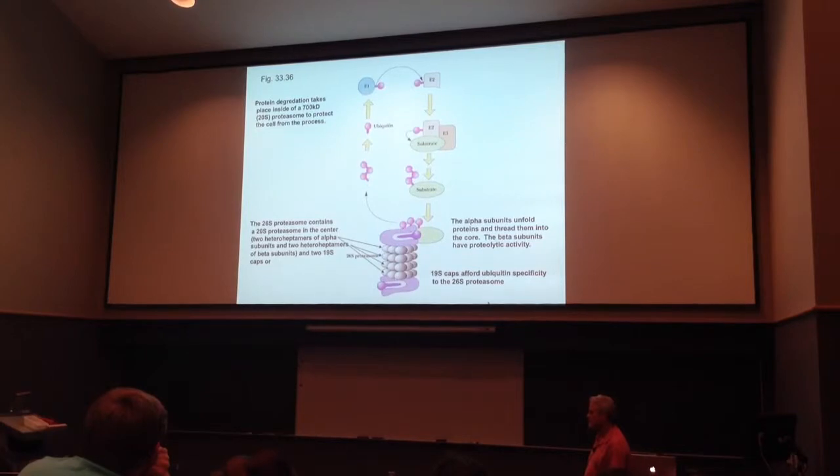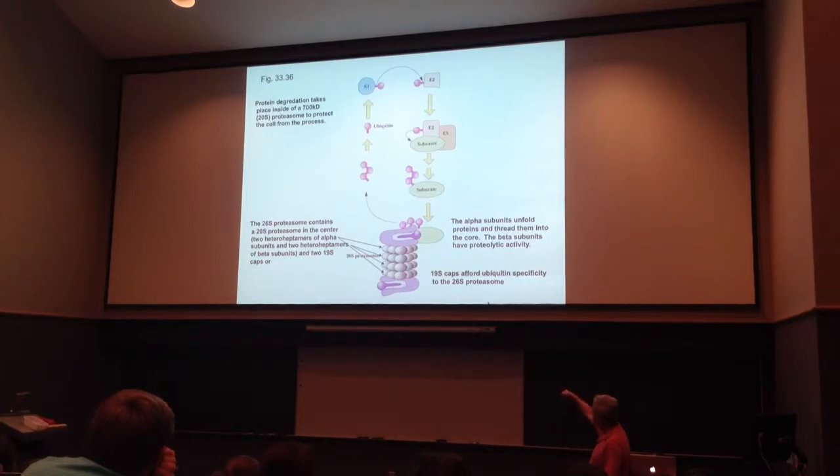It doesn't refer to density at all. It's more shape and weight that is included in S. Anyway, these guys in the middle are 20S, and that 20S is about 750,000 Daltons. That's an average number.